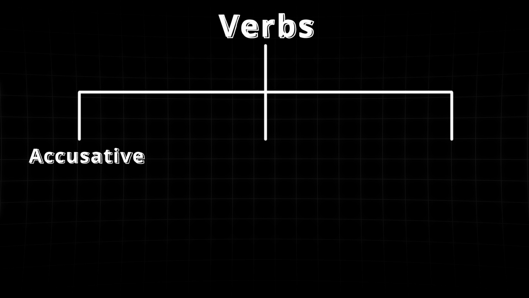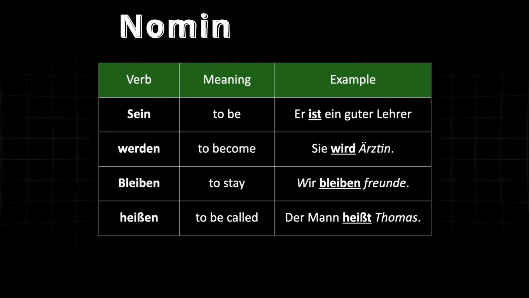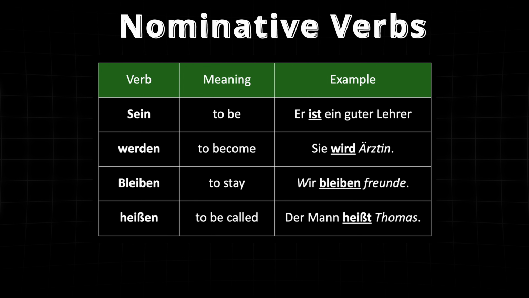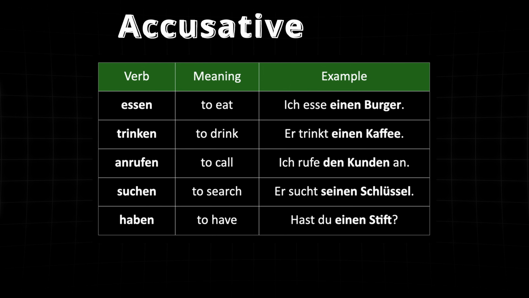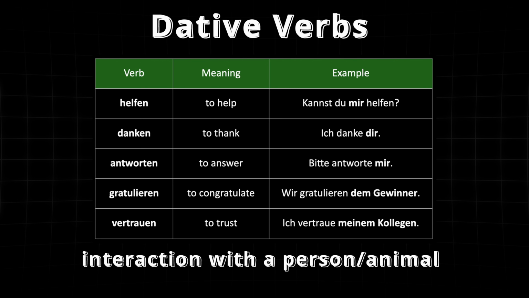And like you have already guessed, some verbs are accusative and some are dative, and others can be either accusative or dative. Sein, werden, bleiben, heißen, these act like an equal sign where the subject is also an object. These are nominative verbs. Most verbs where you do something to an object are accusative. For example, essen, trinken, anrufen, suchen, haben. And the dative verbs usually involve interacting with a person or an animal. For example, helfen, danken, antworten, gratulieren, vertrauen, etc.